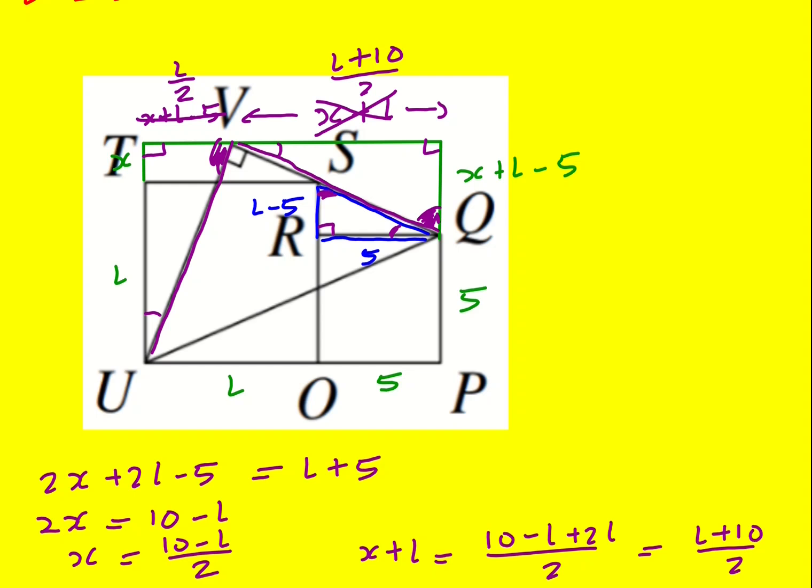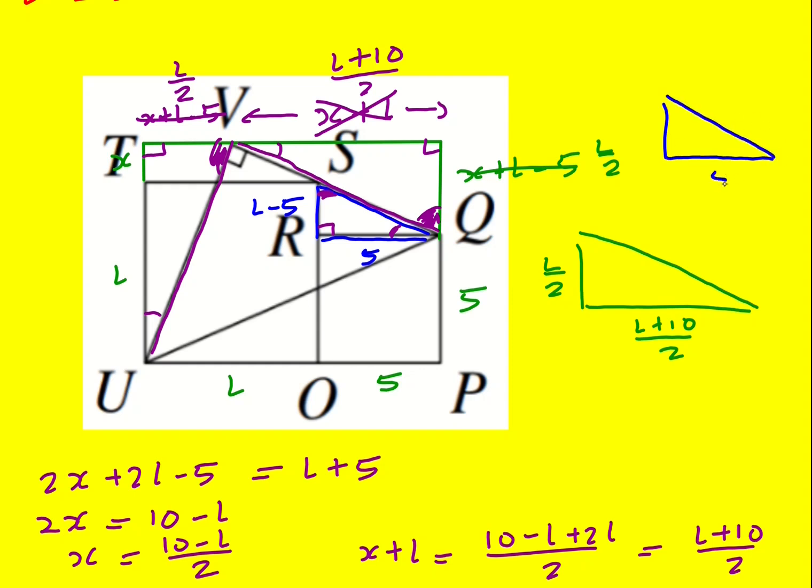So if I draw these two triangles out, the larger one, which I'm just changing the orientation of, this is going to be L plus 10 over 2. And then I've got at the side, oh, I worked that out as L over 2, didn't I? So that's L over 2. And then in blue, we've got 5 and L minus 5. So then I can write down that L minus 5 divided by L over 2 is equal to 5 over L plus 10 over 2.